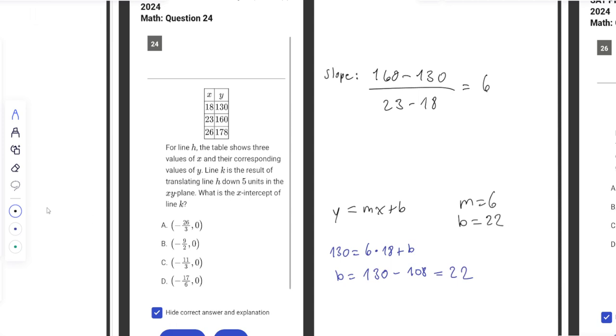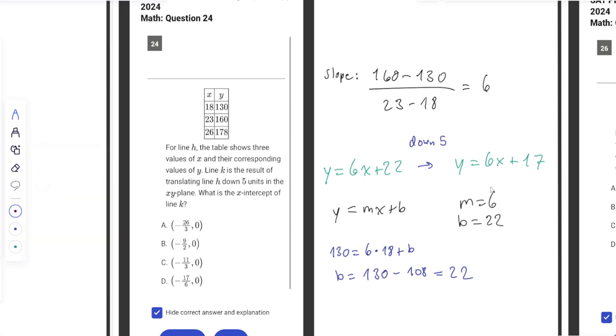So we have an equation. We have an equation that's going to be y equals 6x plus 22. And then we're also now going to be taking it down by 5 units. Down 5. Then that would just become 6x plus 17.